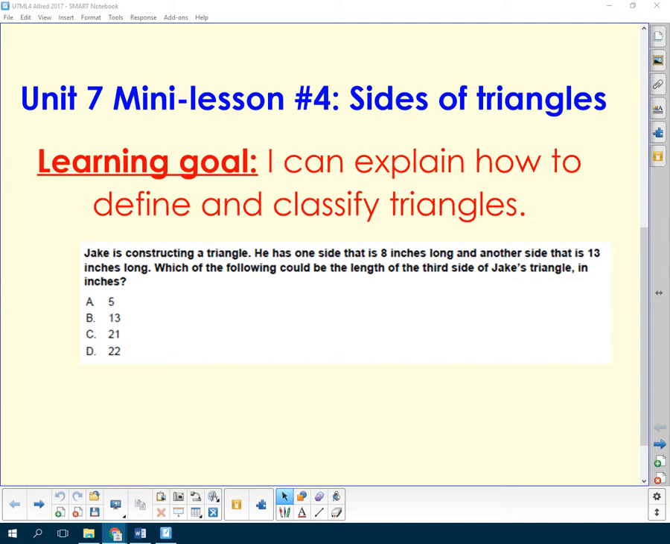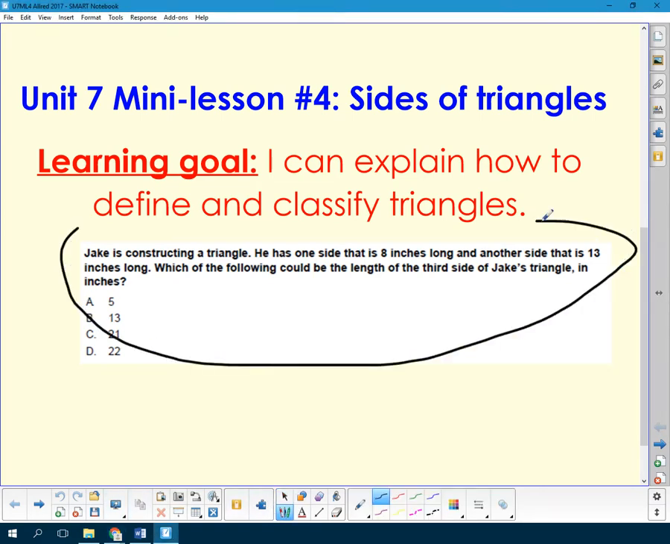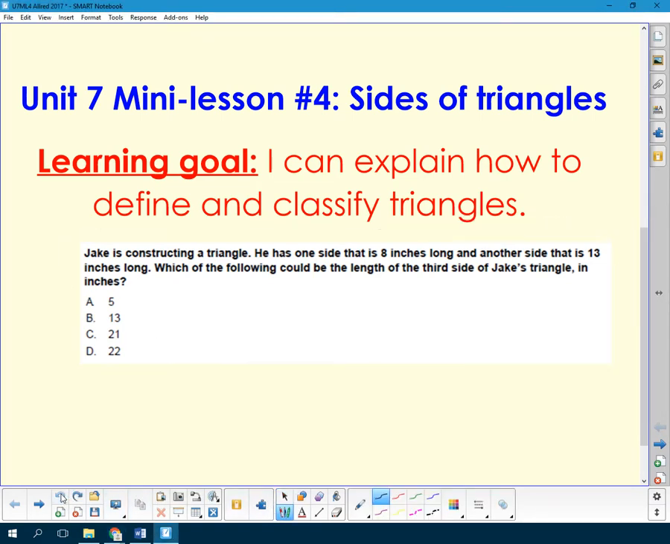Okay, what I'm going to do on this video is tell you something about the sides of triangles, a rule. And when you come to me for your station, you're actually going to be able to investigate that and experiment with that a little bit. But for the sake of this video, I'm just going to tell you, okay? By the end of the day today, you should be able to solve a problem like that one, okay?